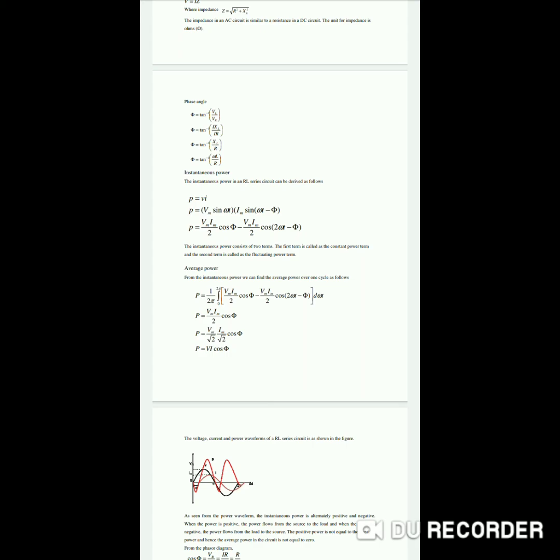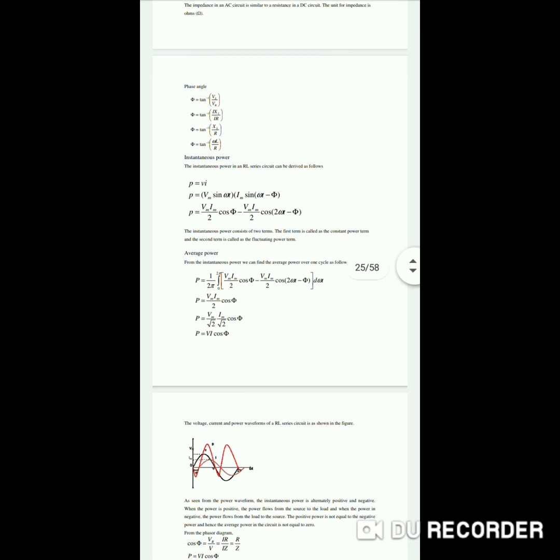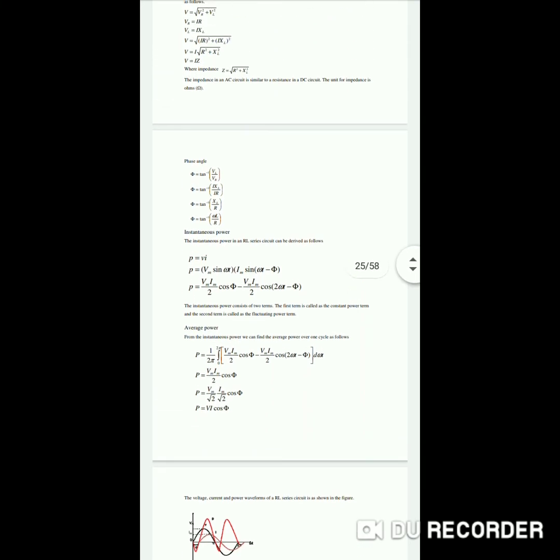The second term becomes 0. The remaining is P = Vm Im divided by 2 into cos phi. One half can be written as Vm by root 2 into Im by root 2 into cos phi. V is nothing but Vm divided by root 2 and I is nothing but Im divided by root 2. So the average power becomes P = V I cos phi.